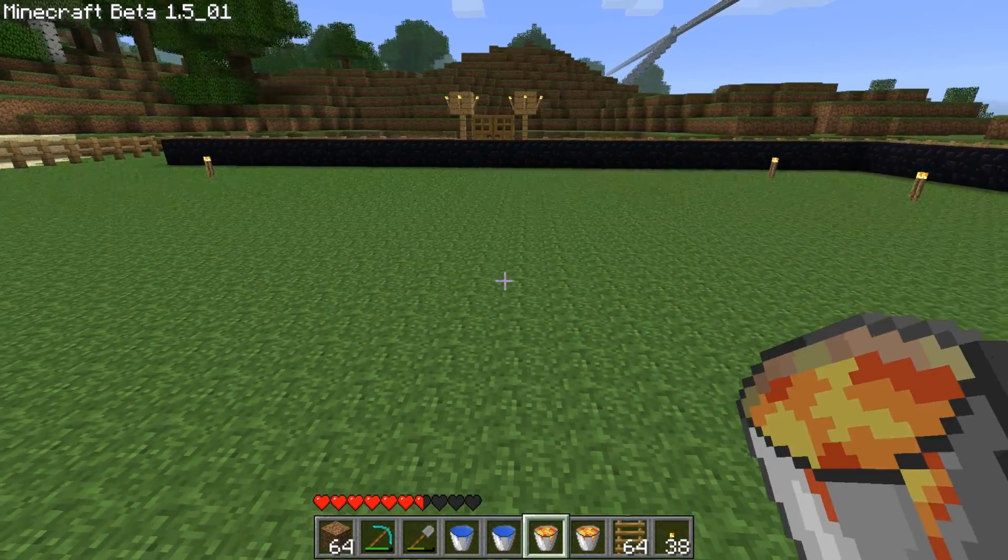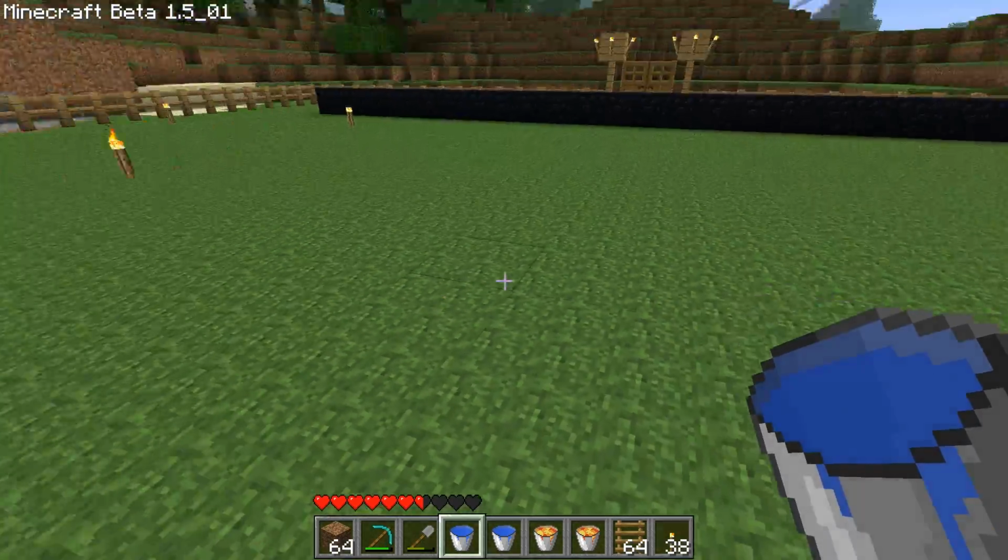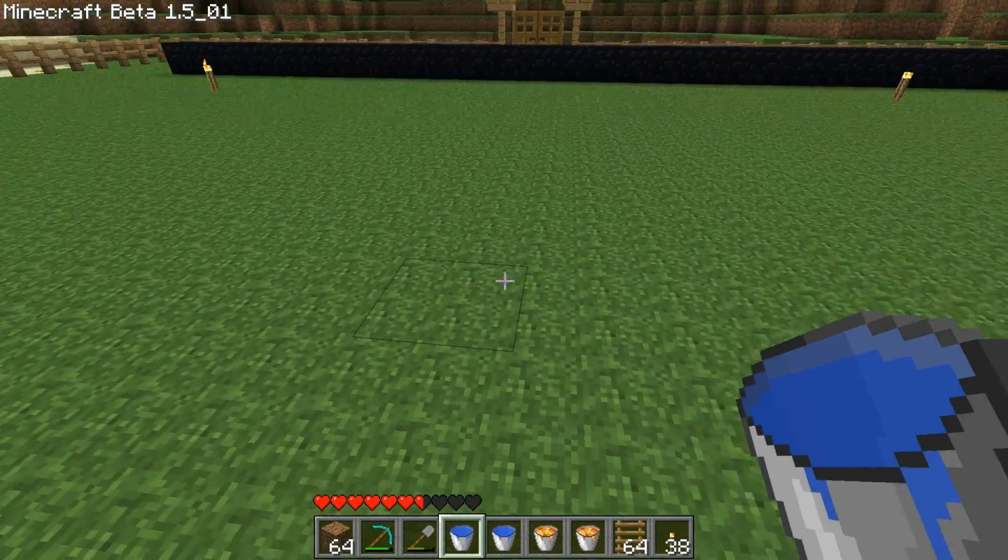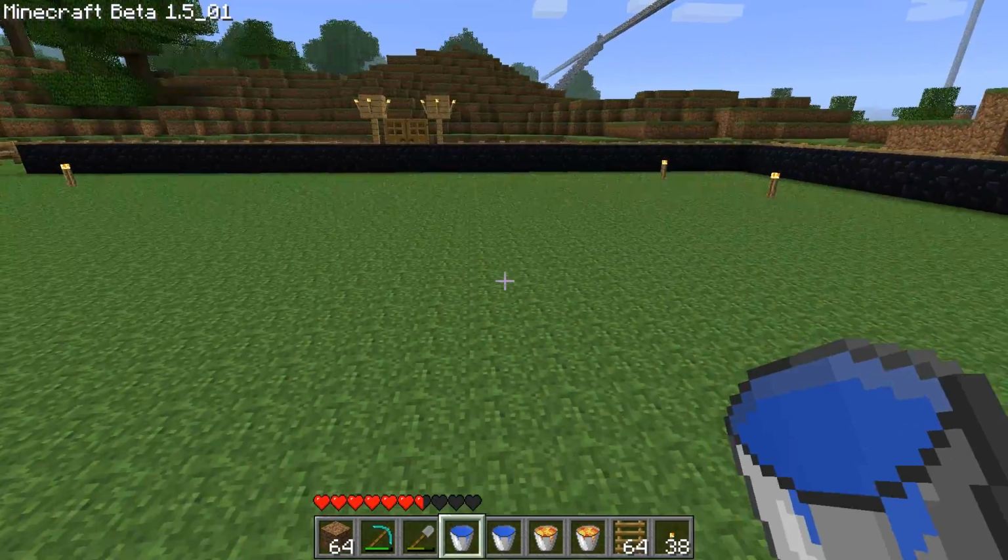For the second tip of the day, today I'm going to be talking about liquids, the two liquids in Minecraft and how they function. What I'm not going to be covering is how boats function in water. I'm going to save that for another video because it's kind of a whole topic on its own.